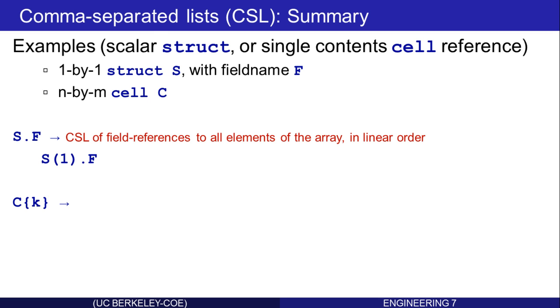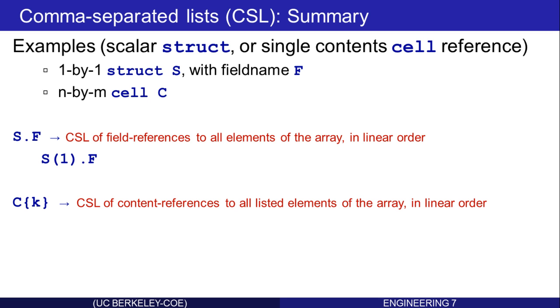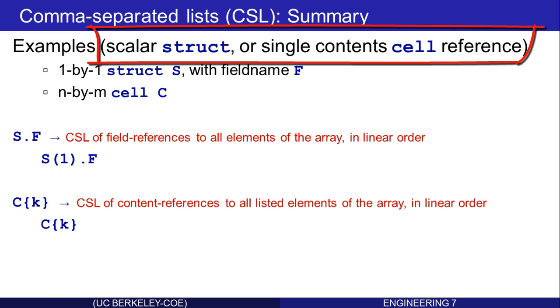How about a single contents reference to a cell? Remember, in general, contents references to cells are really comma-separated lists of contents references to all the listed elements of the array in linear order. Here we've only listed one element, therefore this is exactly the single element C of k. This illustrates how the general definitions really are the original definitions that we learned about when we only considered scalar structs or single contents cell references.